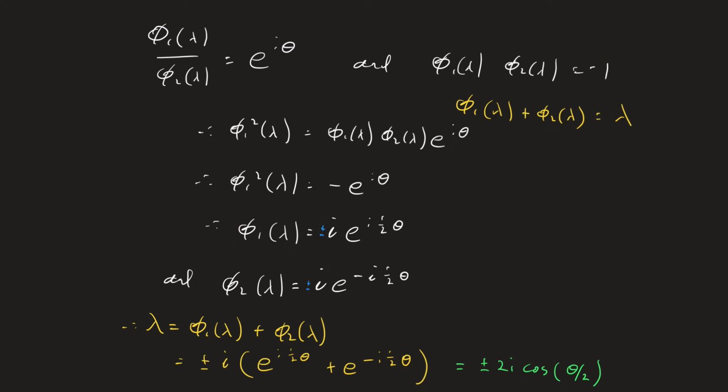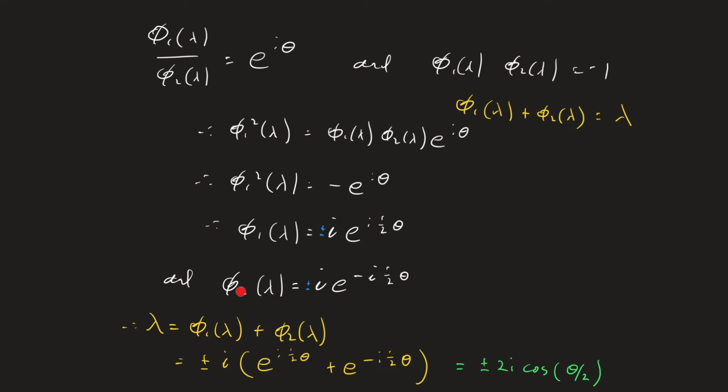If phi 1 is equal to this, then phi 2 is equal to negative 1 divided by phi 1, negative the reciprocal. And to take the reciprocal of this, 1 on I is just negative I. The negative then cancels with the negative 1 here. And the reciprocal of e to the I a half theta is just e to the negative I a half theta, because taking the reciprocal is the same as raising this to the power of negative 1.